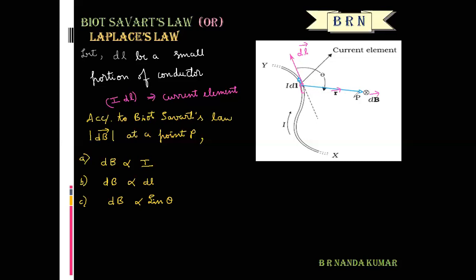Current element and the line joining the midpoint of the current element and the given point. Okay, so the magnitude of magnetic field near the current element is directly proportional to sine of the angle between the current element and a line joining the midpoint of the current element and the given point. And finally, inversely proportional to the square of the distance between the midpoint of the current element and the given point.